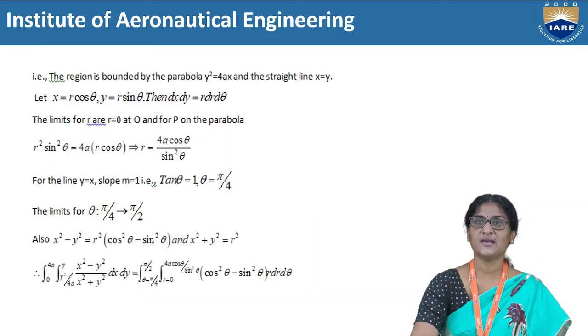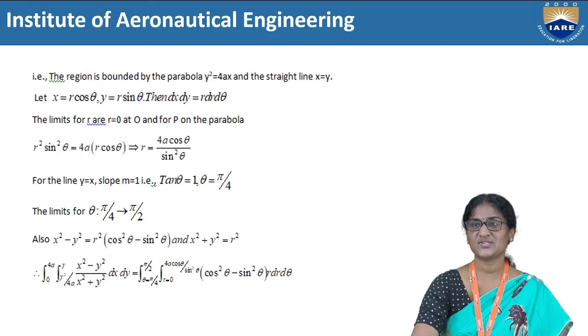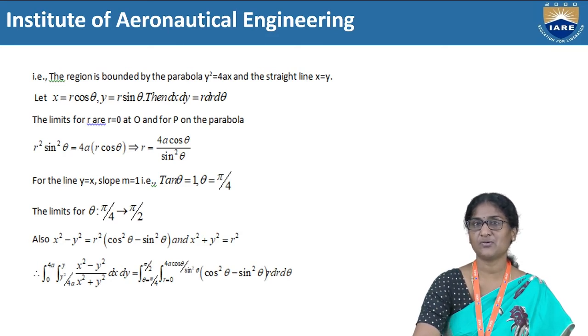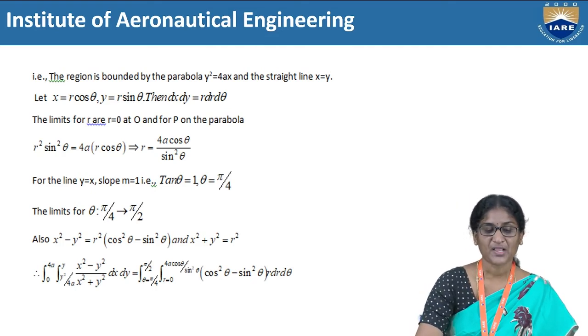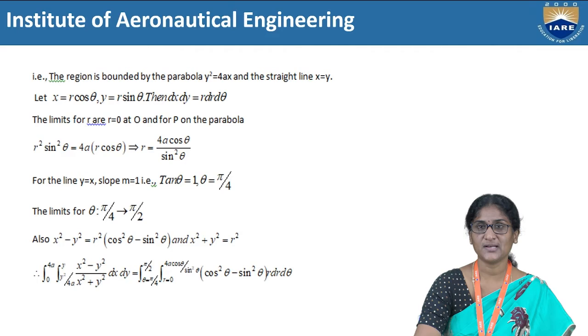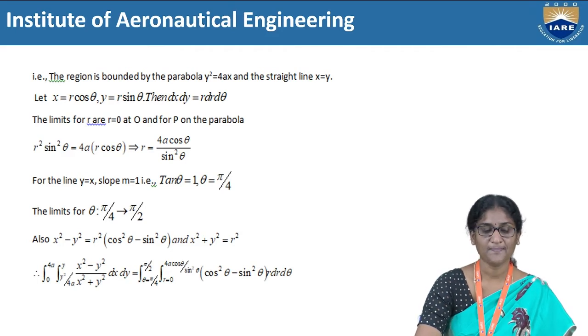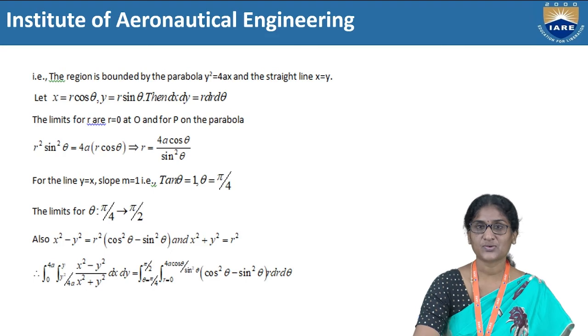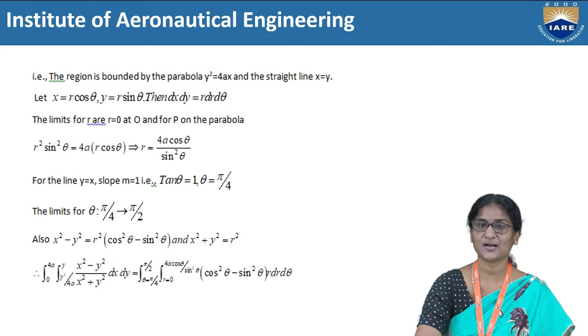Now the region is bounded by the parabola y square is equal to 4ax, which is symmetric about the x-axis, and the straight line x is equal to y. Now our aim is to convert this Cartesian function to the polar function. So wherever x is there, you substitute x is equal to r cos theta and y is equal to r sin theta. Then dx dy is equal to r into dr d theta. The limits for r are 0 at the origin, and on the parabola r square sin square theta is equal to 4a into r cos theta. That implies r is equal to 4a cos theta by sin square theta.